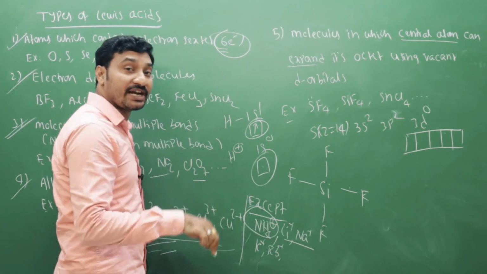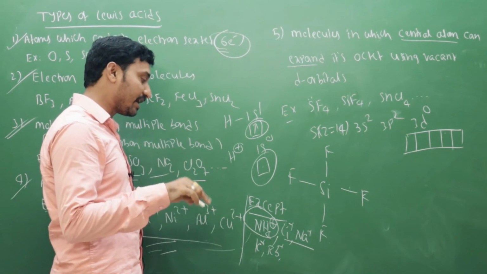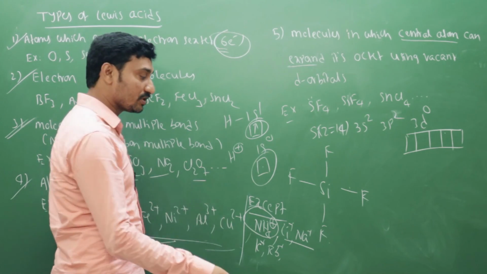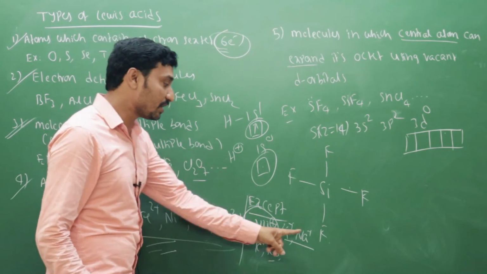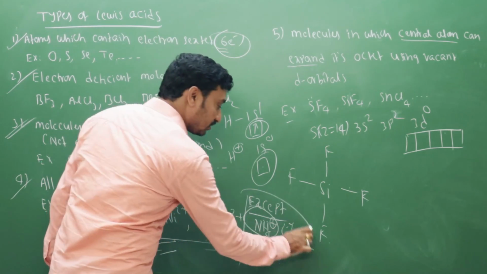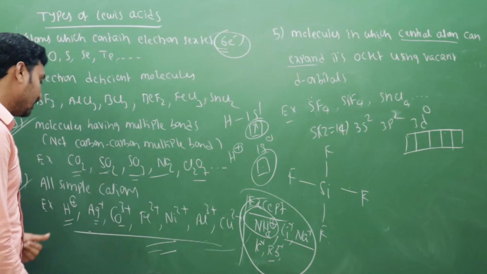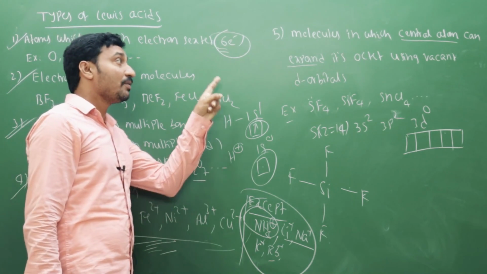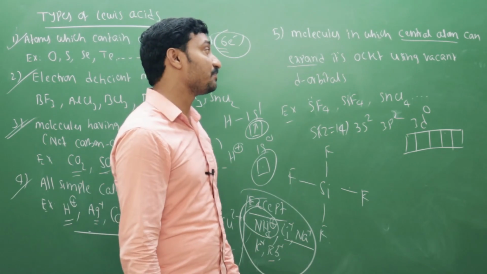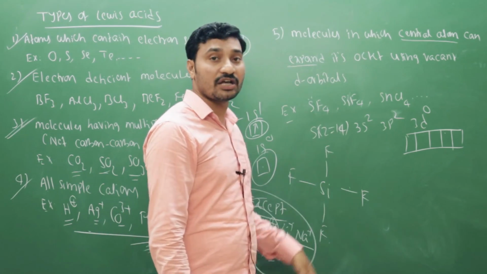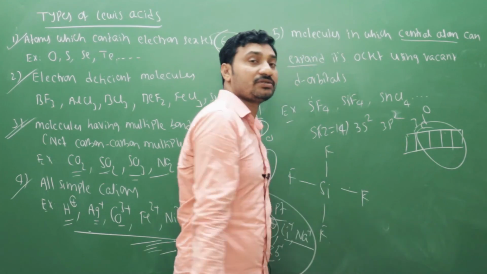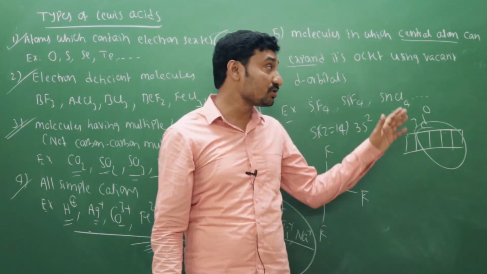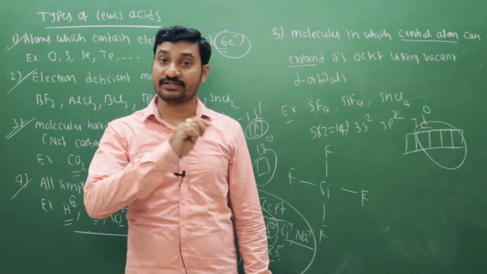1A and 2A group cations are not Lewis acids. Na plus, K plus, Rb plus, Be2 plus, Mg2 plus, Ca2 plus. Those are 2A group cations. These are 1A group cations. So these are not Lewis acids. Otherwise, all remaining simple cations are Lewis acids. Okay, and final, molecules in which the central atom can expand its octet using vacant orbitals. So having vacant orbitals, ready to accept a pair of electrons and expand its octet. So those types of molecules are also Lewis acids. Okay.